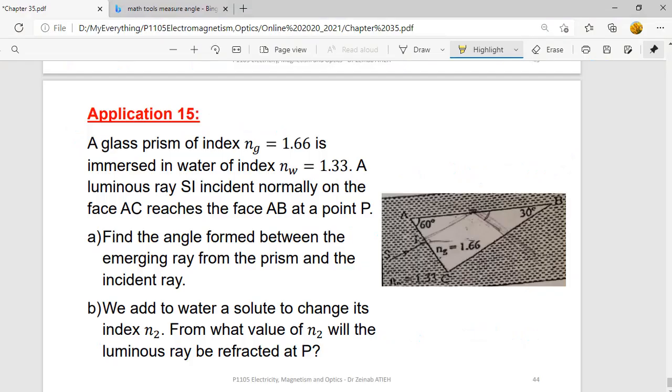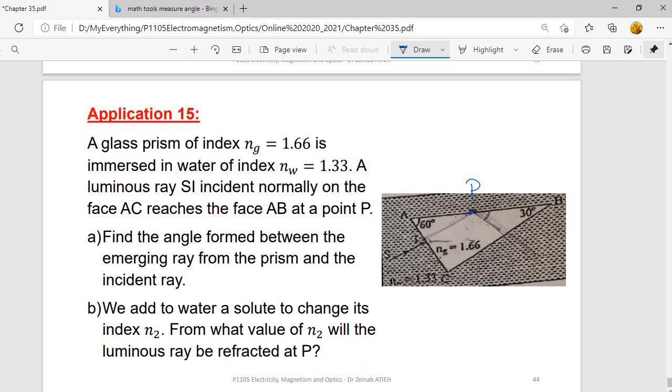I will solve now application 15. This is the last application. A glass prism of index n_G equals 1.66 is immersed in water of index n_W equals 1.33. A luminous ray SI incident normally on the face AC reaches the face AB at point P. So here's point P. Find the angle formed between the emerging ray from the prism and the incident ray.